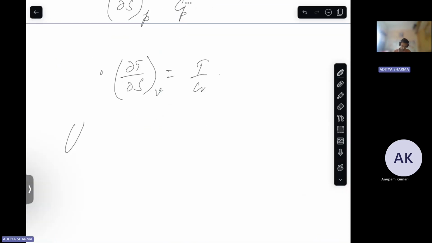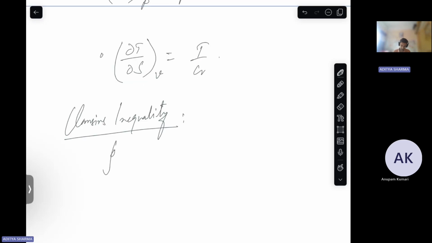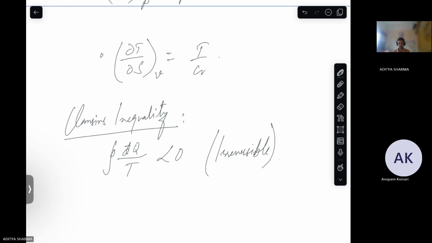One more topic that is there in this week two's content is inequality. So from Clausius theorem, we see that for a reversible cyclic process, the integral of dQ by T is zero. But for irreversible processes, what is this? This is less than zero. Okay. So this is your Clausius inequality.